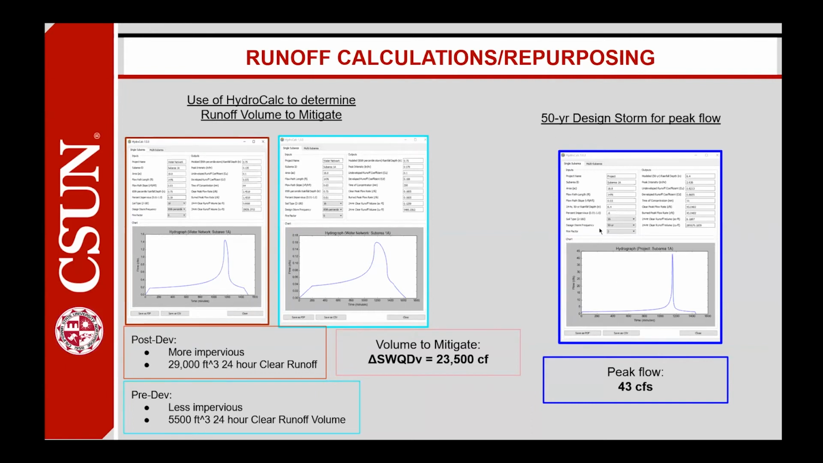And then to actually prevent flooding, we needed to design for a 50-year storm peak flow. We input similar site conditions into HydroCalc, and then we found we need to be able to drain and handle a peak flow of around 43 CFS.